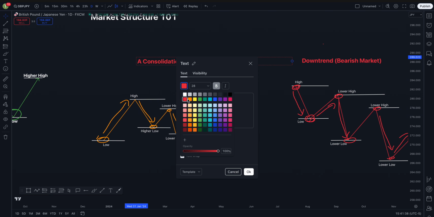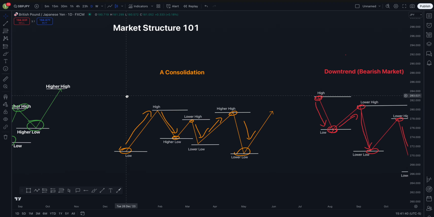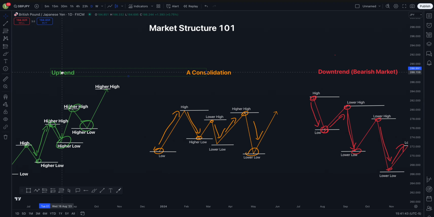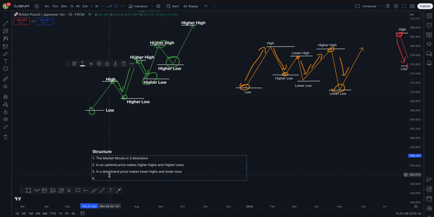So the market is not moving in any clear direction, right? So what we can summarize from a consolidation is, in a consolidation, price does not have a clear direction, aka moving sideways.